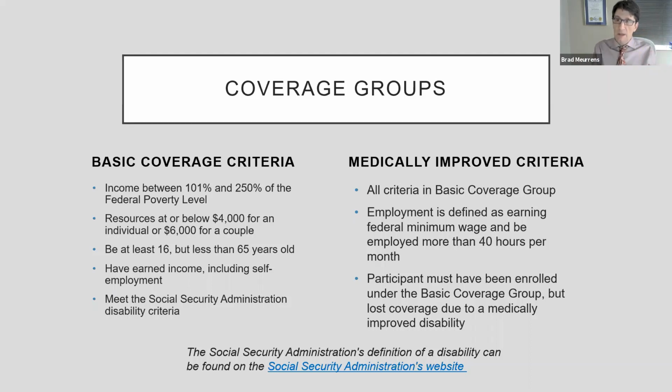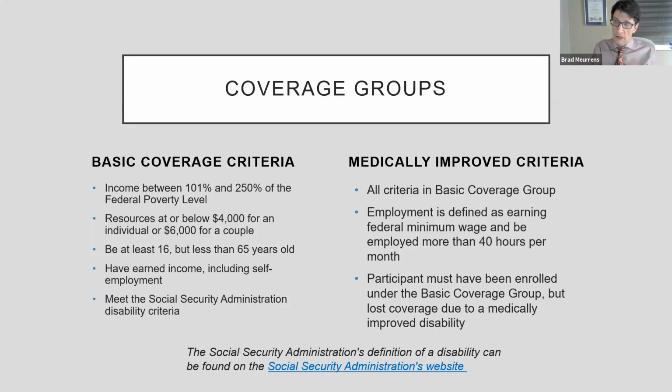So basic coverage. The medically improved criteria group are people that meet all the criteria in the basic coverage group. That is, they have the income restriction, the asset restrictions, the age restriction, earned income, and they meet the definition of disability. However, if a person is working and is maintaining their healthcare regimen, their health situation might improve such that their disability has been lessened a little bit. It hasn't maybe been erased, but it's been lessened. Those folks are considered the medically improved.